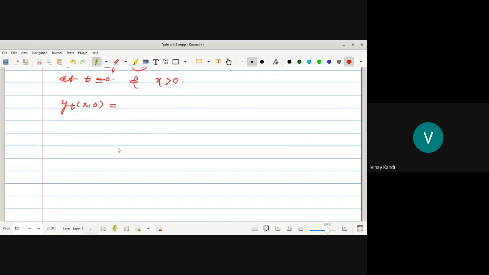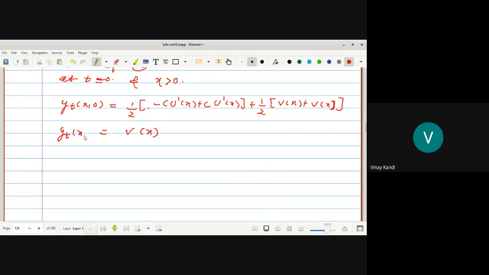Okay, so yt of x0 is equal to 1 upon 2 into bracket minus c into u dash of x plus capital C into u dash of x plus 1 upon 2 into v of x plus v of x. Okay, so this is equal to capital V of x. This is yt of x0. For x greater than 0, it defines yt of x0 is nothing but small v of x. Okay, so hence equation 10 satisfies the initial condition.